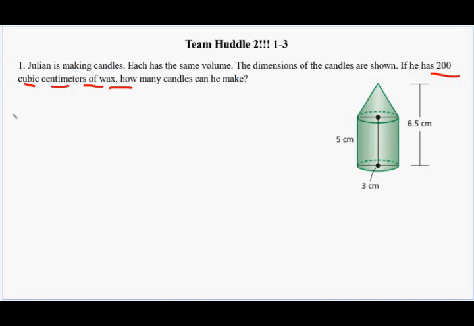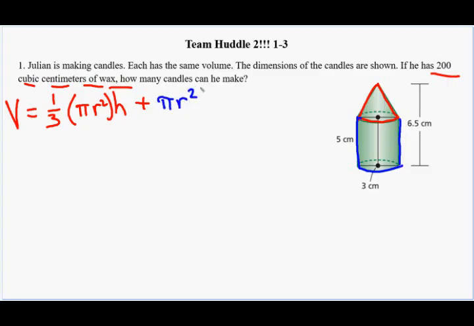Well, if we look at this, I'm going to sort of color code. We have volume. The volume of the cone on top I'm going to do in red. So the volume there is going to be 1/3 pi r squared times the height. And then we're going to add, I'm going to switch to blue ink, the volume of this cylinder. And that's going to be pi r squared h.